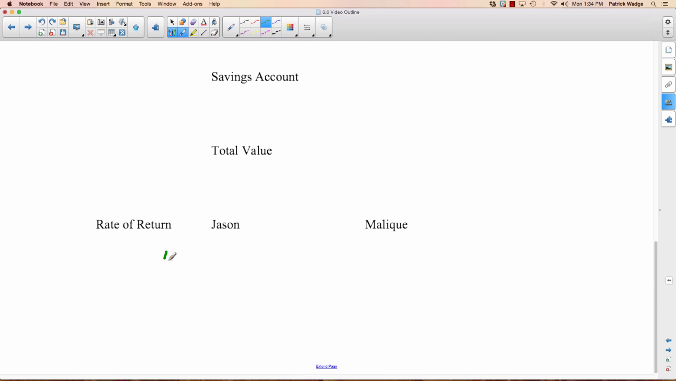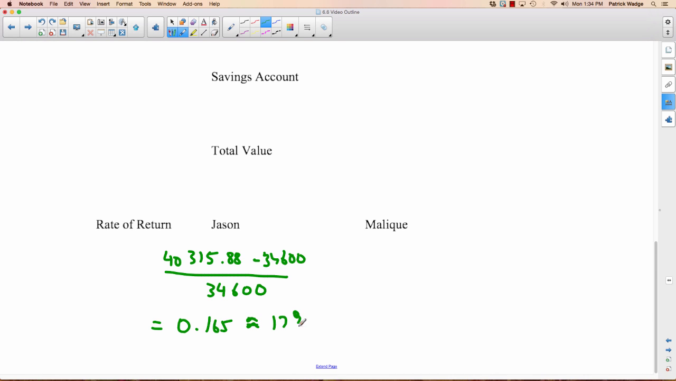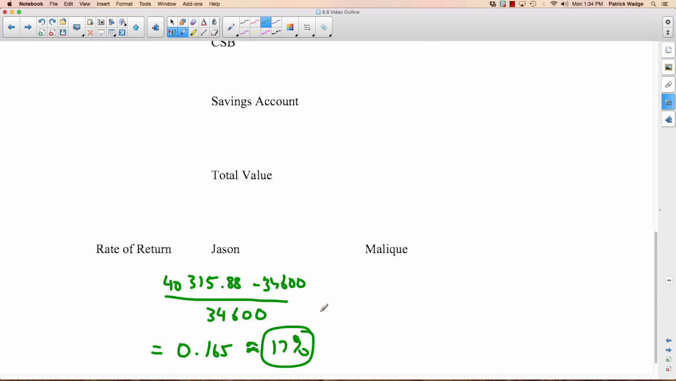We'd be going 40,315.88 minus 34,600, and then we would divide that by how much he started with, how much he actually put into the portfolio, which is 34,600. First of all, you get a decimal, which is 0.165, or as a percentage, it's approximately 17% if we round. That's a very nice rate of return for Jason, 17%.